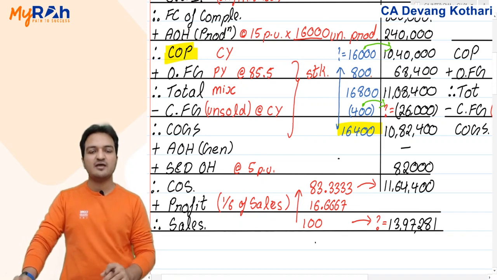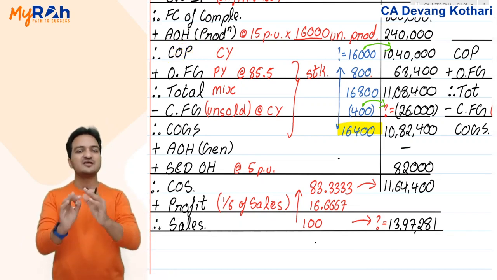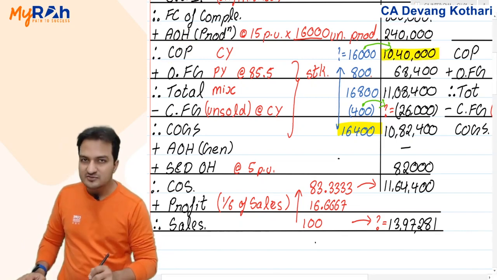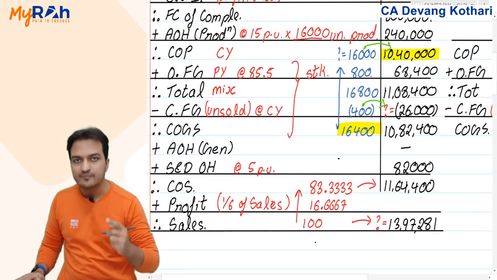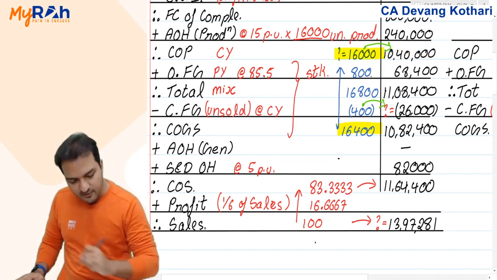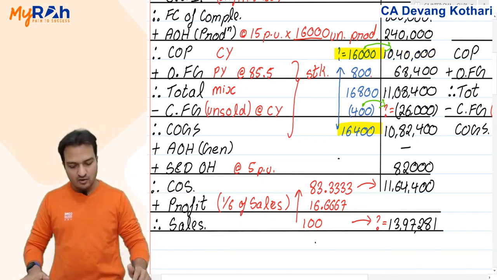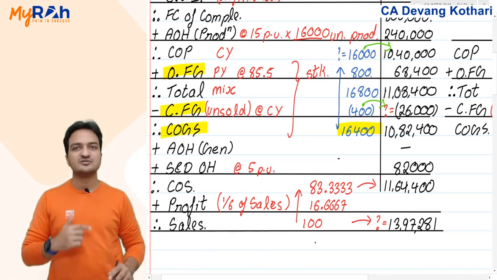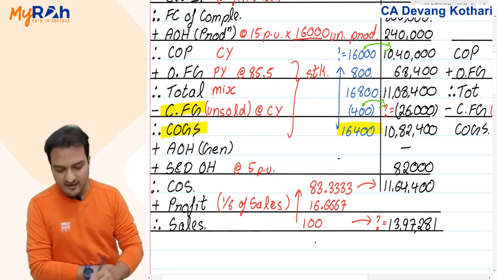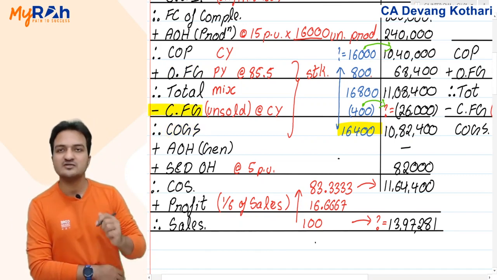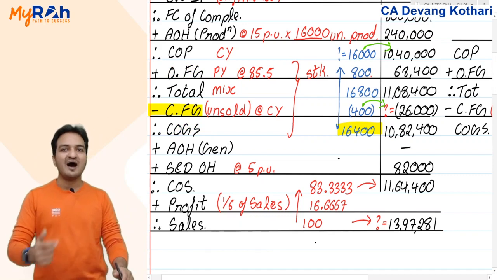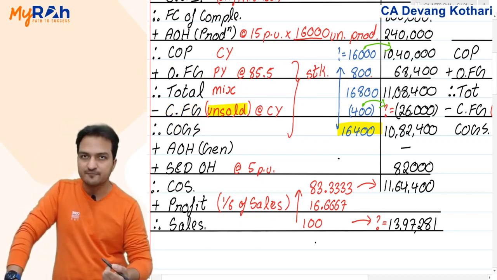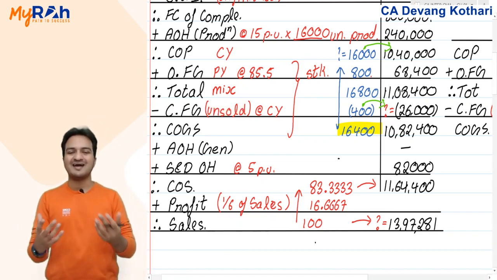Cost of production indicates my total cost of producing these units. Like in yesterday's question, this 10,40,000 was the total cost of producing how many units? It was the total cost of producing 16,000 units. On that cost of production, add opening FG less closing FG gives you the cost of goods sold. Again, same reason. Why do I deduct closing FG? What is closing FG? Well, closing FG are the units that remained unsold at the end of my current year. These are the units which remained unsold at the end of the year.